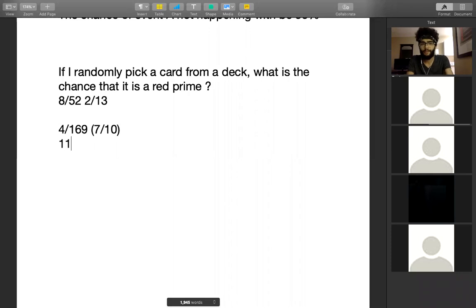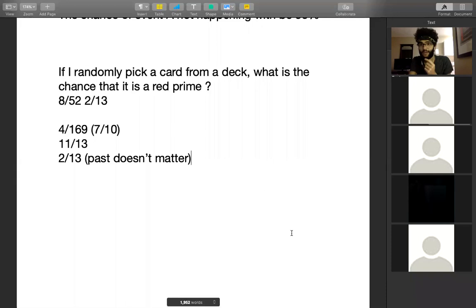Somebody typed 11 by 13. I don't know why that's true, but let's just write it here. And then people have said 2 by 13, and somebody has said past doesn't matter. There's a little bit of philosophy there. The past doesn't matter. It's actually true.